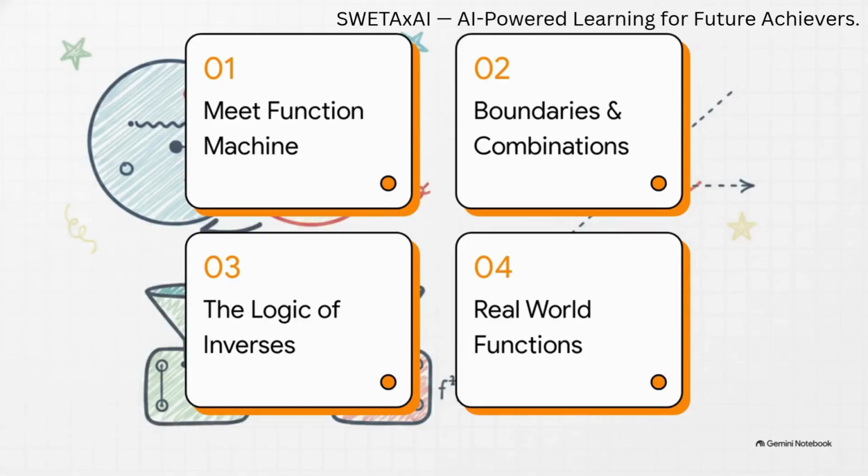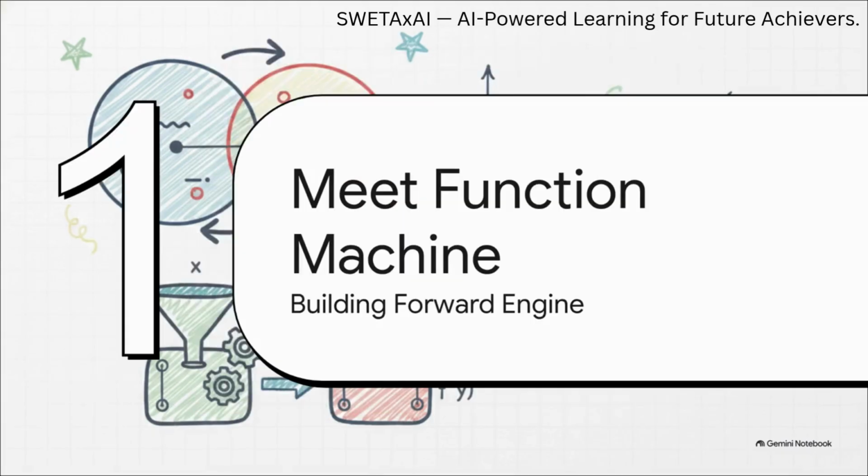So here's our roadmap. First, we'll meet the function machine. Second, boundaries and combinations. Third, the logic of inverses. And finally, functions in the real world. Let's get started. Section 1.